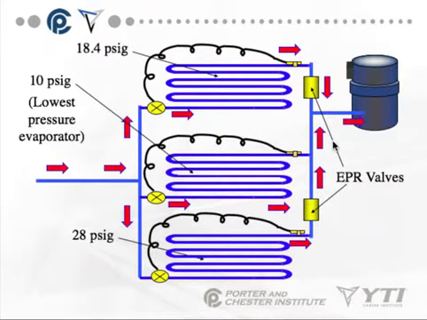So here's another example, okay? We have 3 evaporators. One is set for 28 psi, one is 18.4, one is 10 psi. So that's going to be your lowest pressure evaporator. Notice there's only 2 EPR valves. The center one, which is my lowest temperature, does not have an EPR valve. It has a direct route back through my suction line to the compressor.